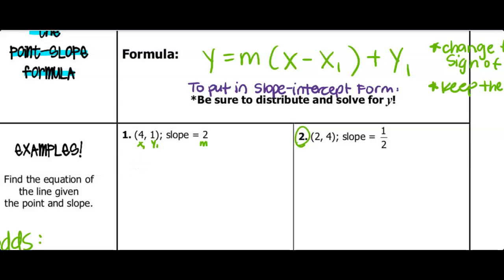So you're going to plug into your equation. Everywhere you see x1, you put x1, which is 4. Where you see y1, you'll put 1. And where you see m, you'll put 2. So we're going to have y is equal to m, which is 2, times x minus our x1, which is 4, and then plus y1, which is 1. And then that is point slope form. So you are done.